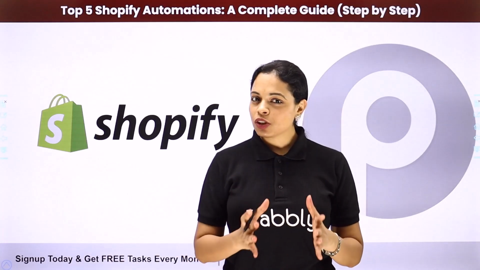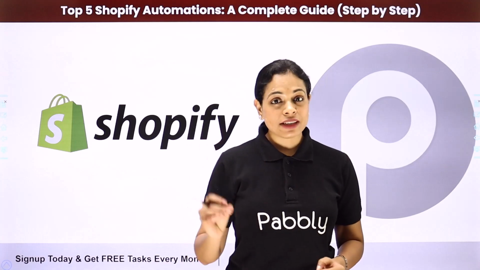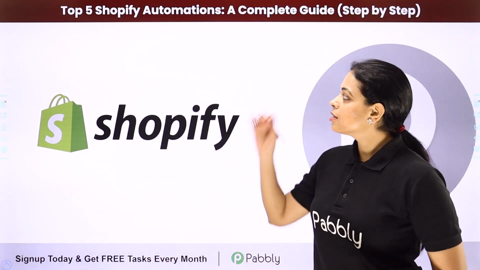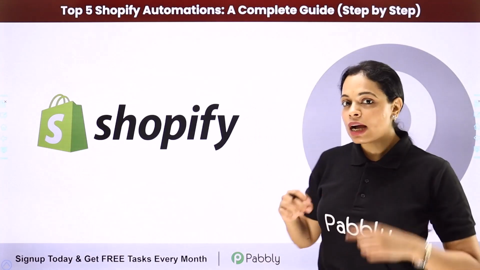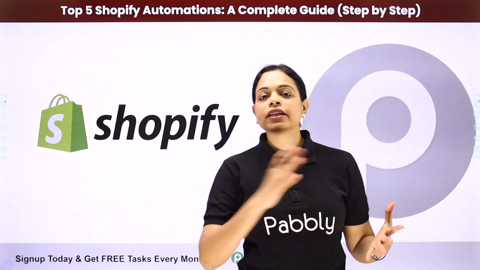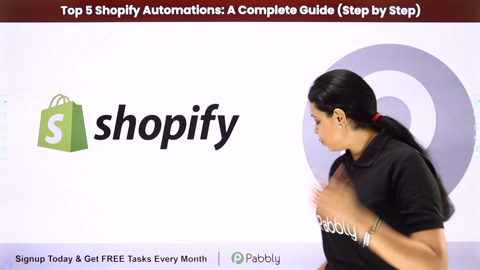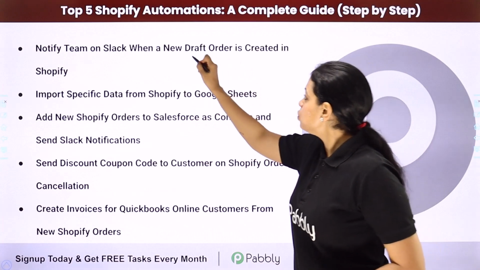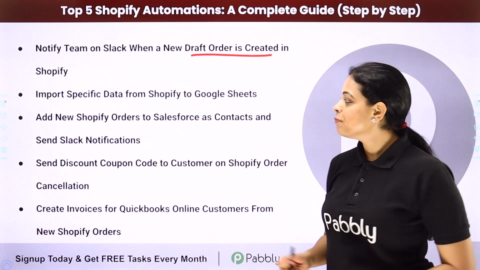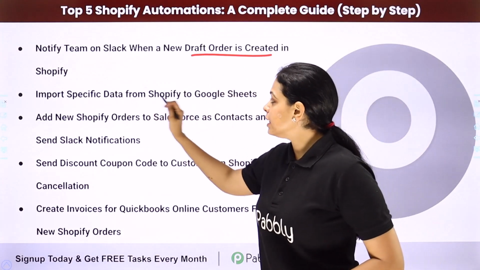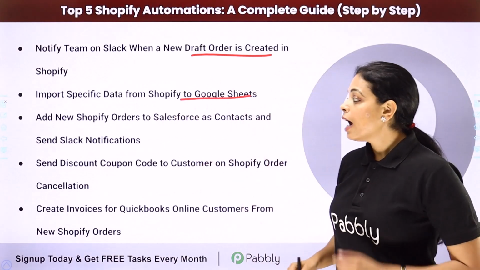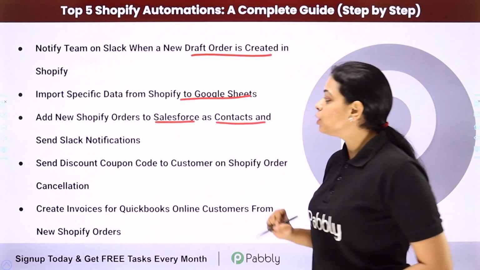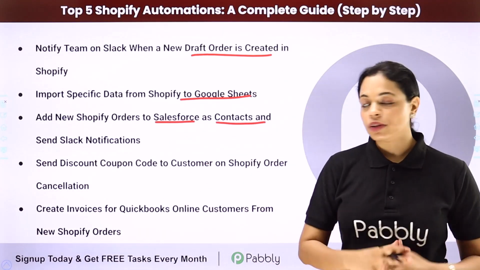In this video, I'm going to talk about the #1 e-commerce platform for all businesses, and yes, it is Shopify. So let's discuss the top 5 Shopify automations, how you can integrate Shopify with different applications using Pabbly Connect. Here we are going to discuss how you can notify your team on Slack when a new draft order is created in Shopify, or you can import specific data from Shopify to Google Sheets. How can you add new Shopify orders to Salesforce as contacts and then again send Slack notifications?